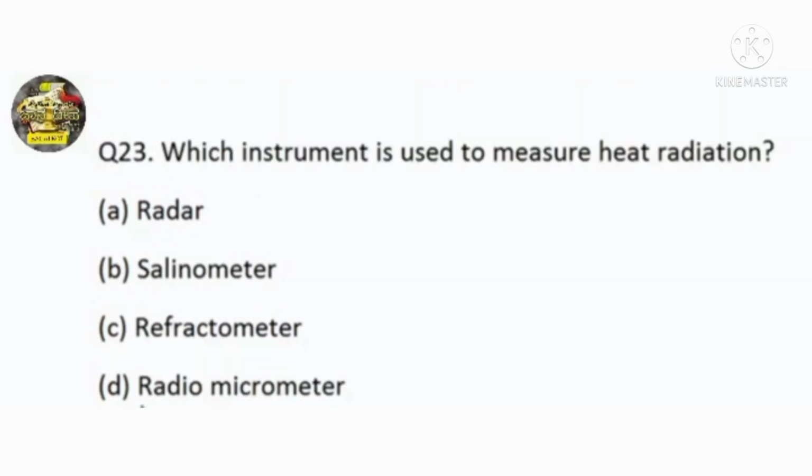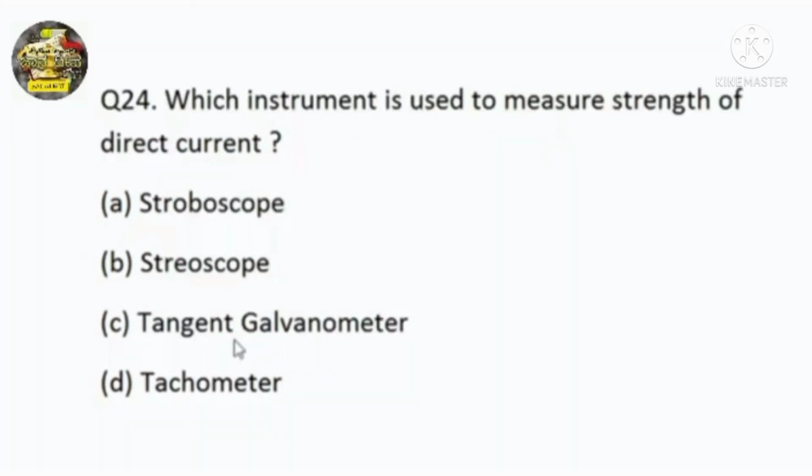Which instrument is used to measure heat radiation? A, radar. B, salinometer. C, refractometer. D, radio micrometer. The right answer is option D, radio micrometer. 24th question. Which instrument is used to measure strength of direct current?